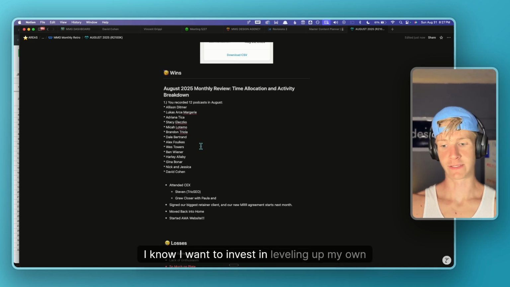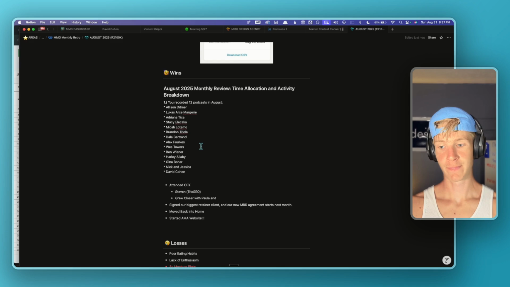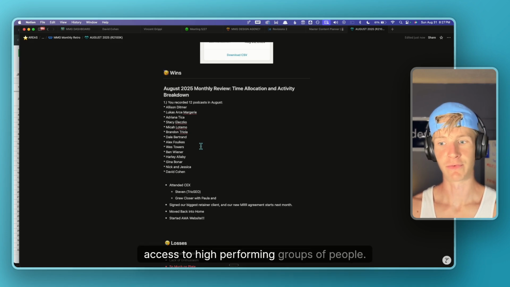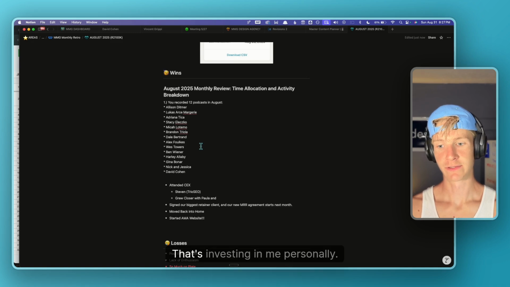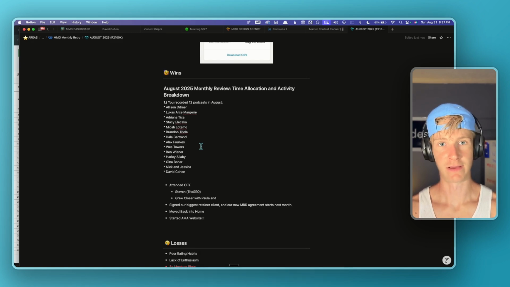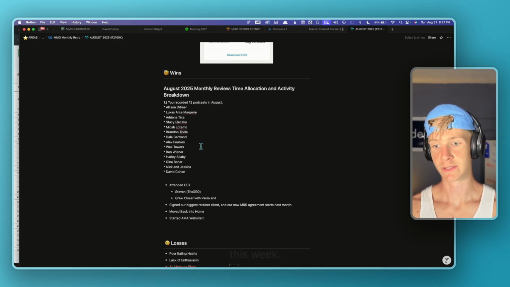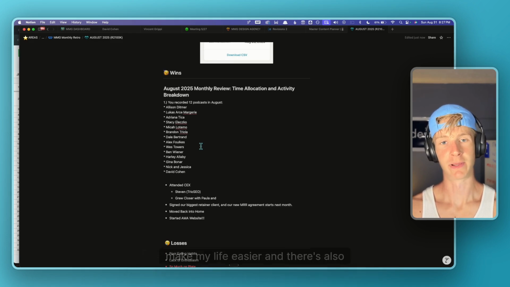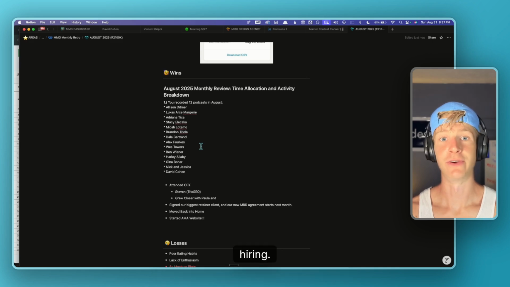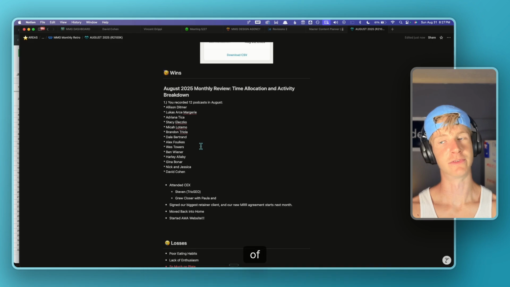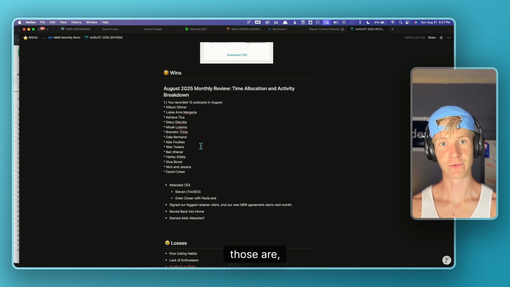I know I want to invest in leveling up my own skill set, investing in courses, community, access to high performing groups of people. That's a really good thing. So that's investing in me personally that can then have ripple effects onto the business. There's things like conferences that I attended this week. There are things just like software that would make my life easier. And there's also hiring. So there's more contractor labor that I could take off of my plate in terms of having an EA, in terms of managing some of that stuff. But yeah, that's one of the biggest pertinent things on my mind.